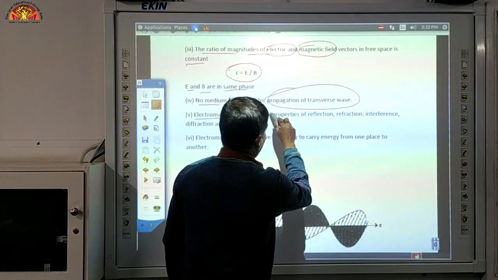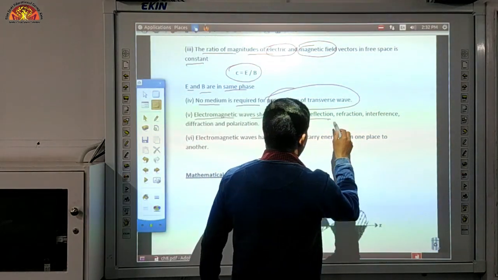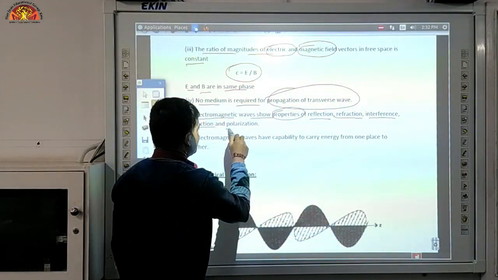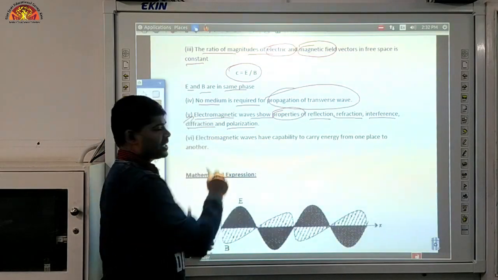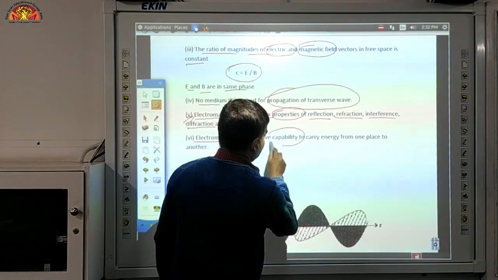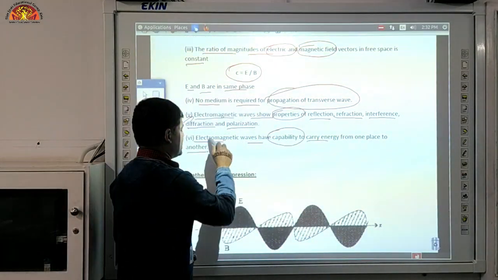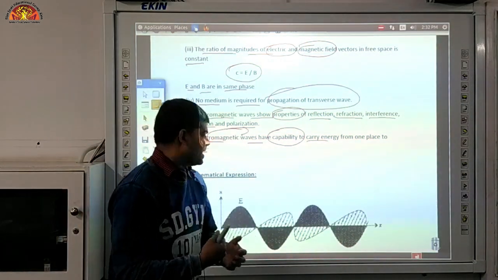Electromagnetic waves show properties of reflection, because electromagnetic waves से light वाली सारी properties show होगी, refraction, interference, diffraction and polarization. ये सारी property हमें electromagnetic waves में भी देखने को मिलेगी बच्चों. Now electromagnetic waves have the capability to carry energy from one place to another. इसके पास इतनी capacity होती है कि वो energy को one place से दूसरे place तक carry कर सके.